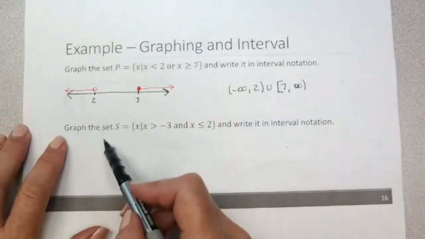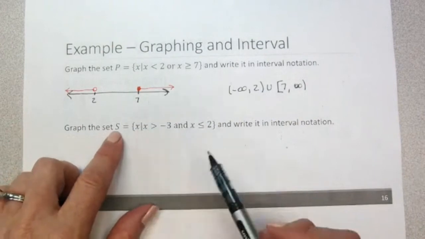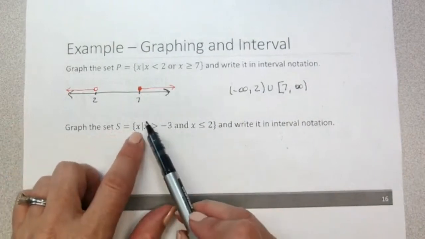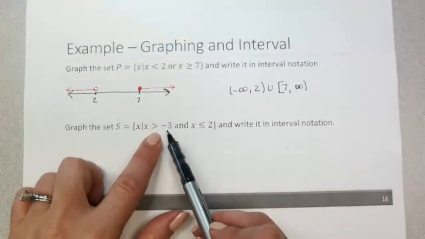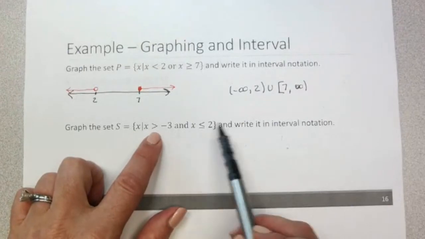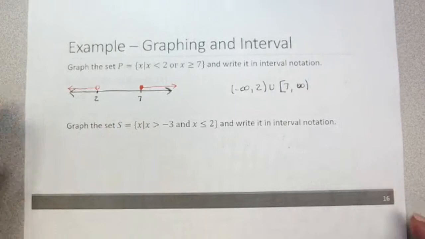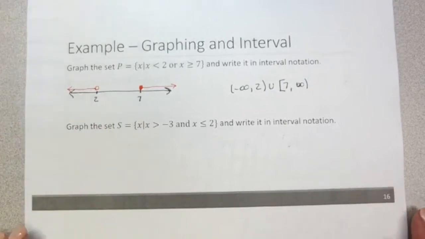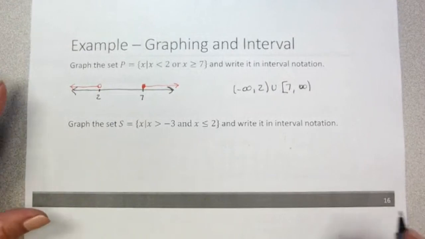Look at the second example here. Graph the set S that's defined as the set of all x such that x is greater than negative 3 and x is less than or equal to 2. Then write it in interval notation. I'll give you a minute, or maybe you want to pause the video and see if you can do that one on your own.